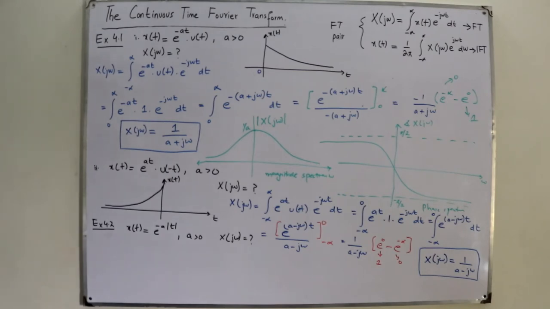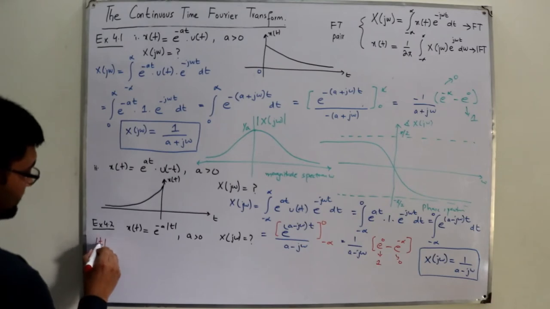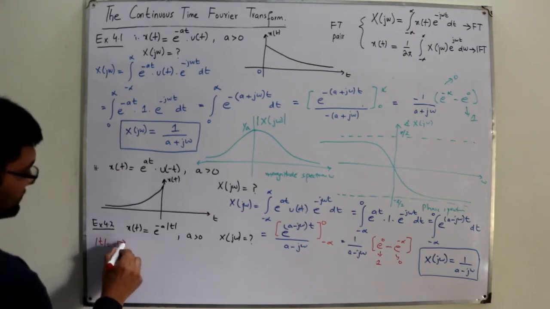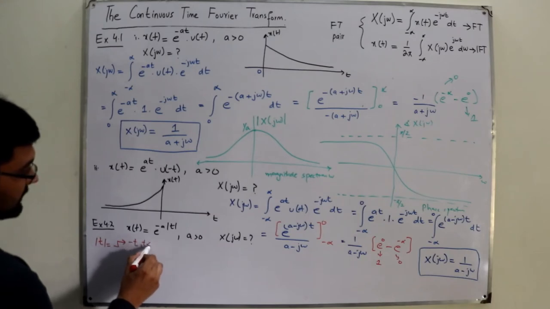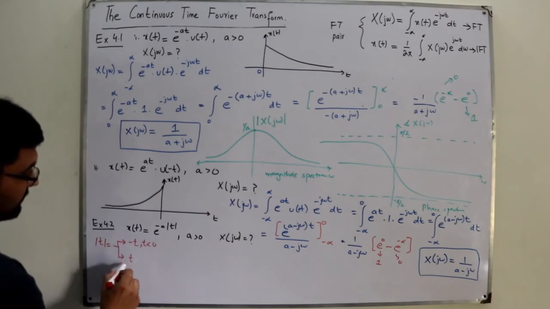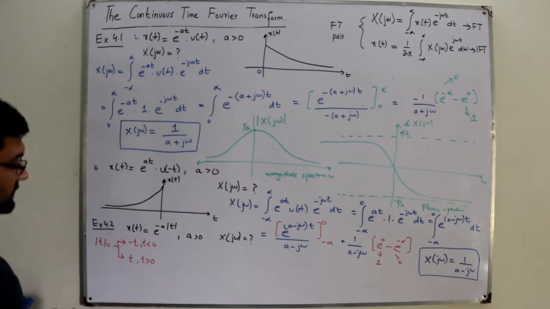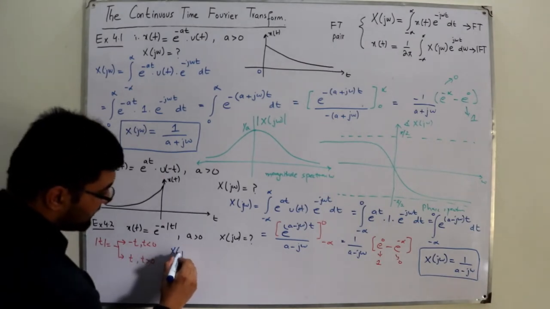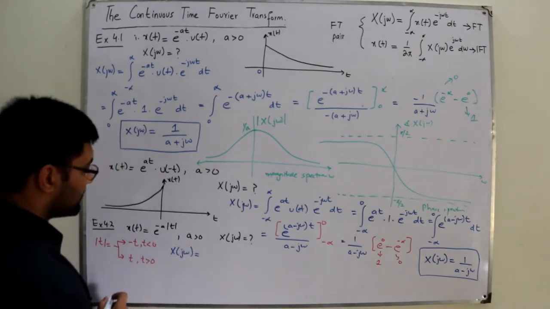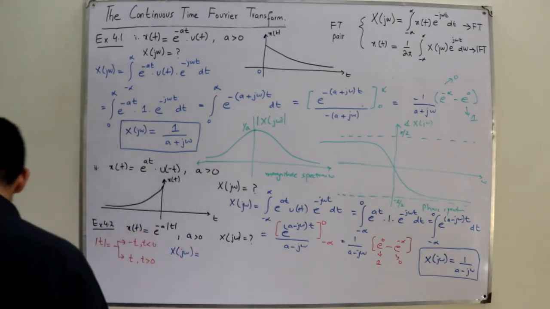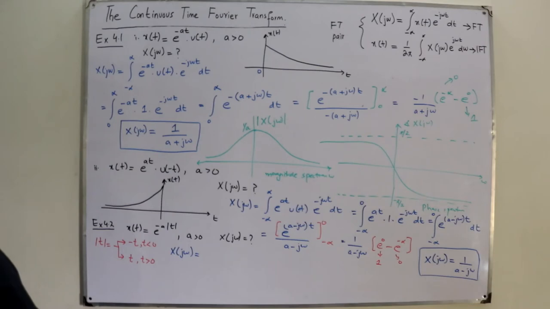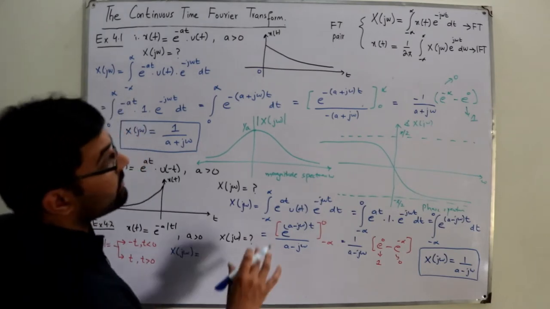So we know that if I am given the absolute of t, this could be equal to negative of t for t less than 0, and this is equal to positive t for t greater than 0. Isn't it like this? It is. So now I can take my x of j omega in two parts, one for t less than 0, the other for t greater than 0. So let me first write it generally.